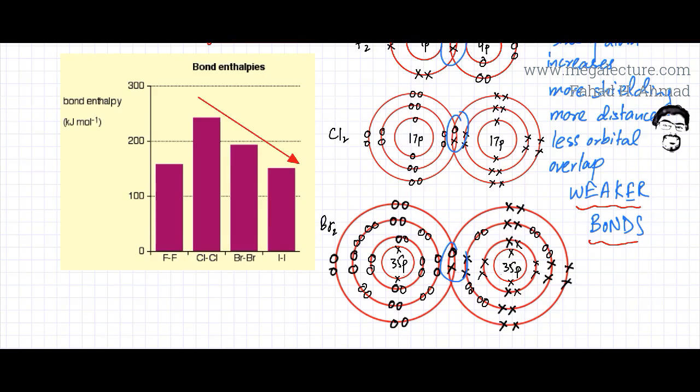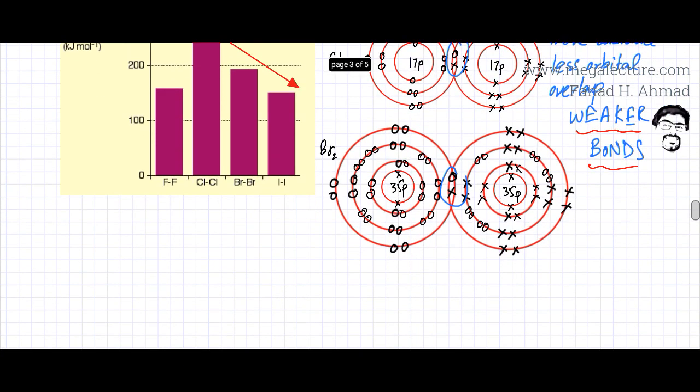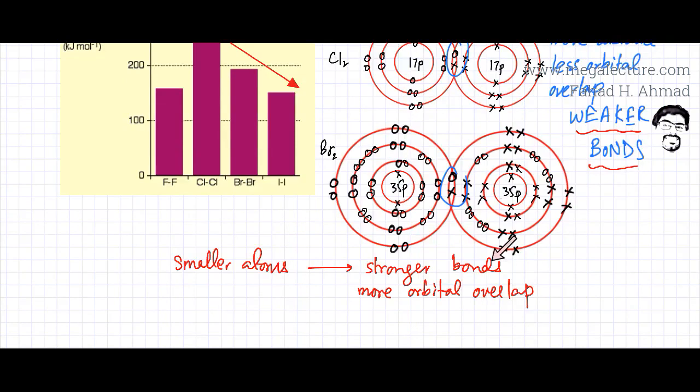So you can see on this graph that iodine has a very weak bond, bromine has a stronger bond compared to iodine, and chlorine has a stronger bond compared to bromine. So the smaller the atom, the stronger the bond. Smaller atoms are going to have stronger bonds, because there's going to be more orbital overlap.